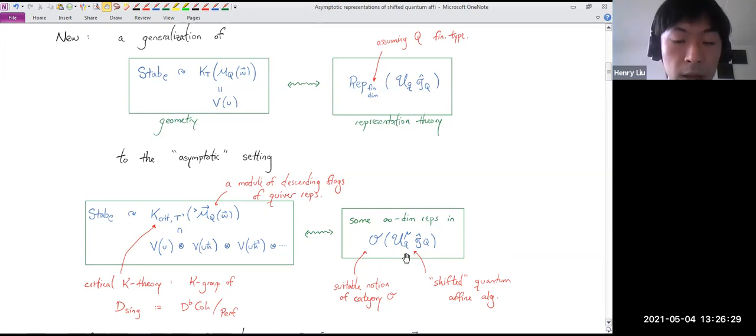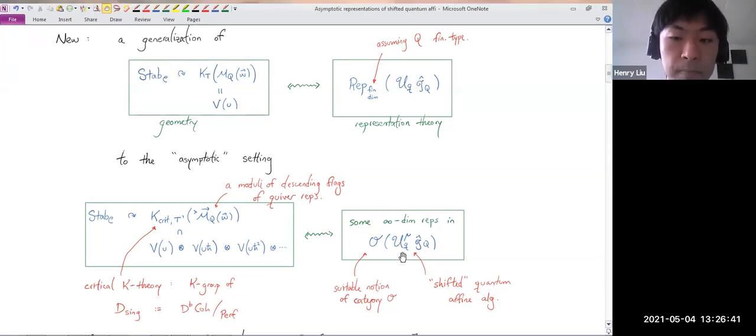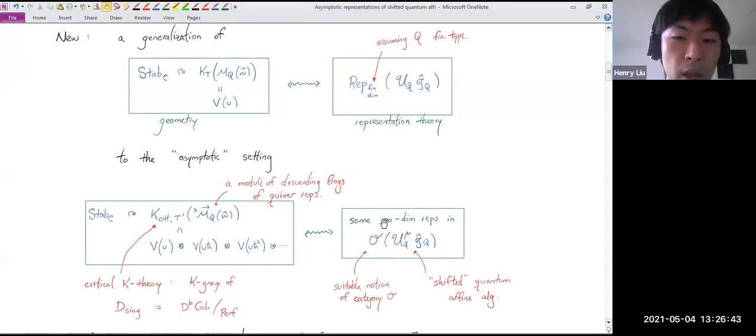And the representation theory of shifted quantum affine algebras is slightly more complicated than the representation theory of usual quantum affine algebras. So already you get some mileage out of this. What's extra interesting about these representations is that even when Q is finite type, these will in general be infinite dimensional representations. So they're not fitting inside this category of finite dimensional representations, but they will still live in some suitable notion of category O for these shifted quantum affine algebras.